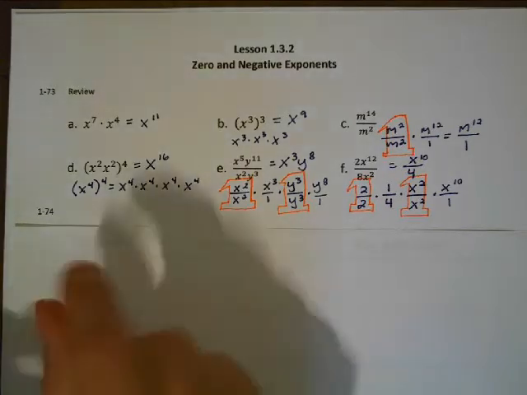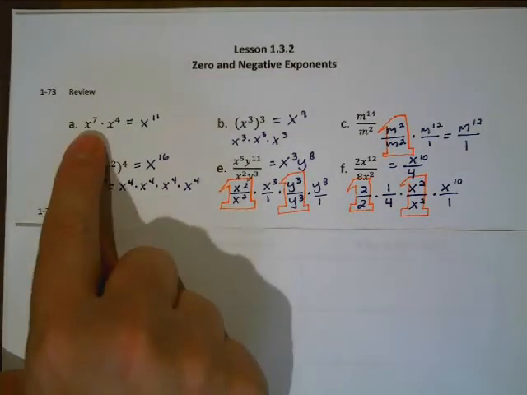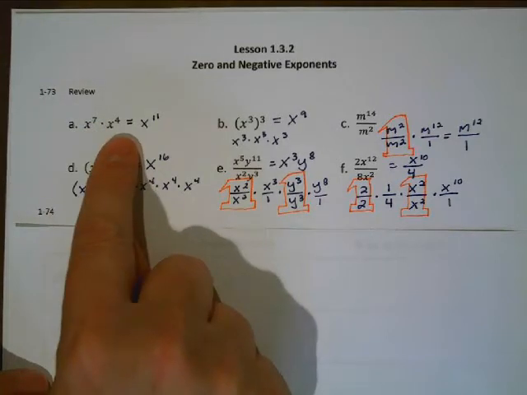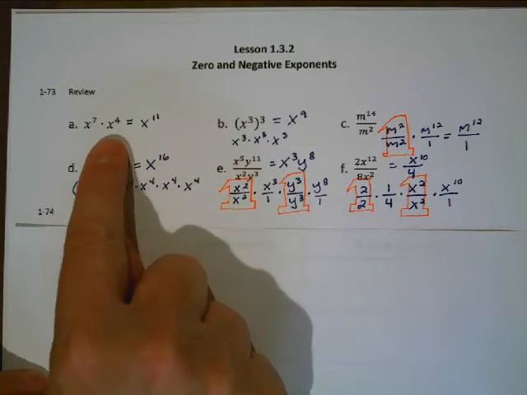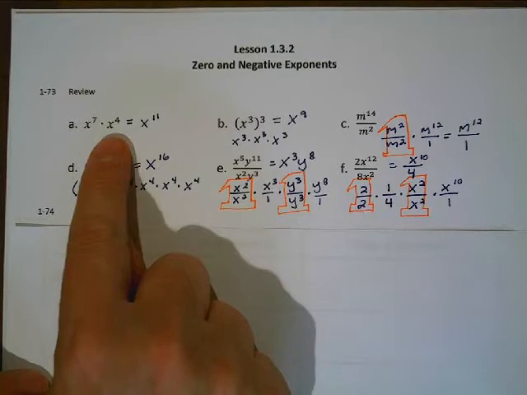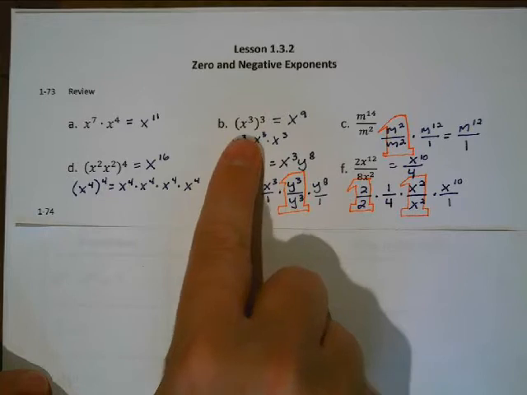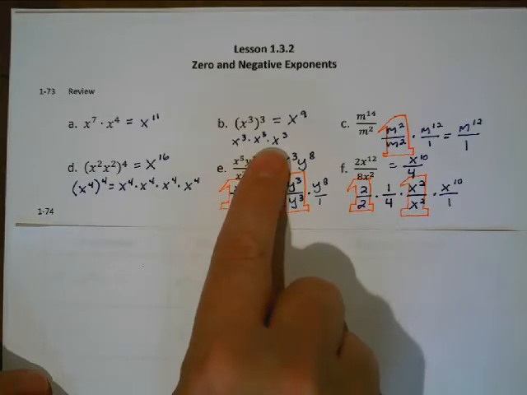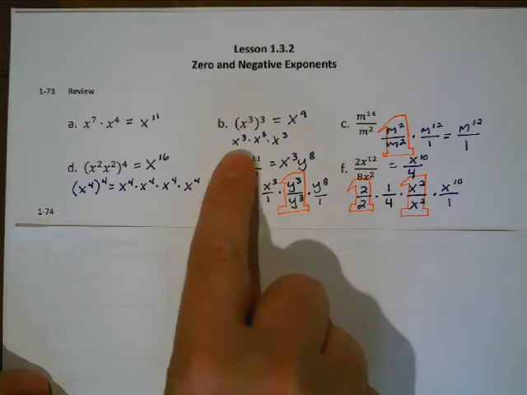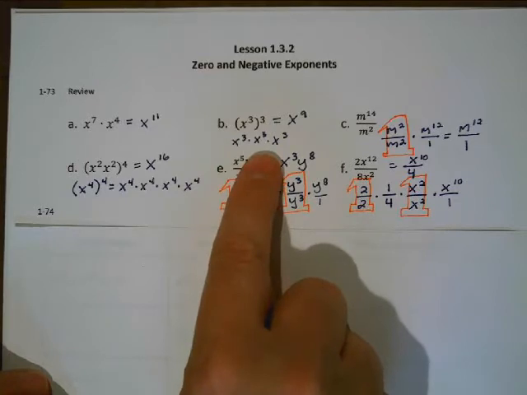So here are my answers. My first one, I saw that I had 7 of the x's being multiplied and 4 of the x's being multiplied. So that's a total of 11 x's being multiplied. Next one, I broke this one down into x to the third times x to the third times x to the third. So now I can see that there are 9 x's there. So x to the 9th.